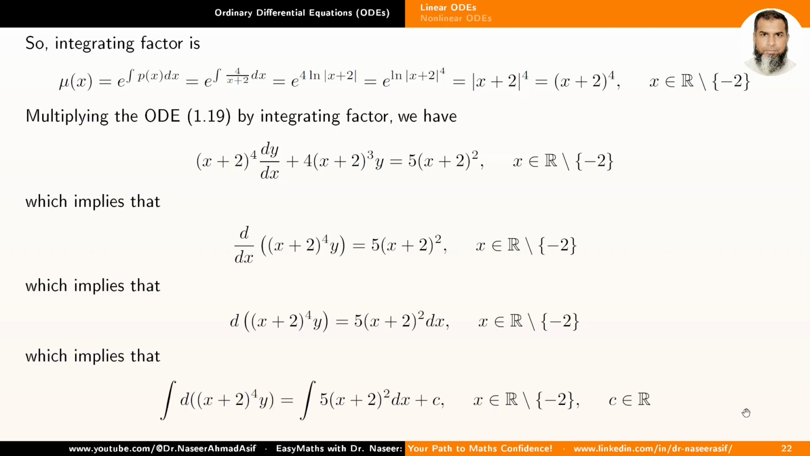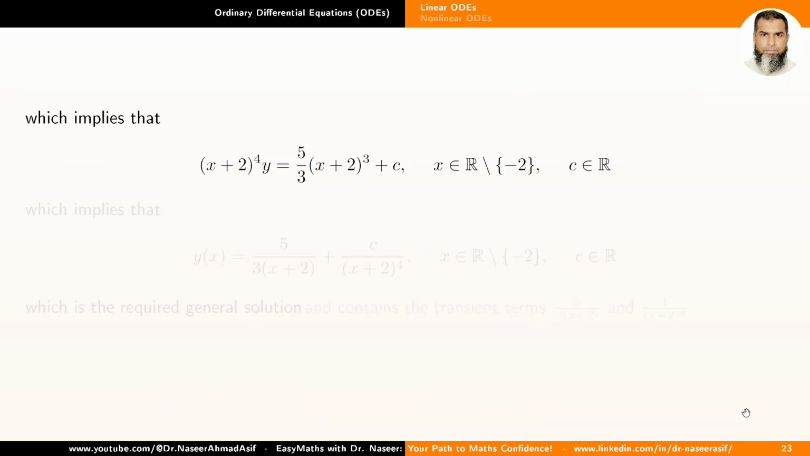Now taking integral, we have integral of d of (x+2) exponent 4 into y is equal to integral of 5 into (x+2)² dx plus c, where x belongs to R other than -2 and c is an arbitrary constant. So (x+2) exponent 4 into y is equal to 5/3 into (x+2)³ plus c, where x belongs to R other than -2 and c is an arbitrary constant.